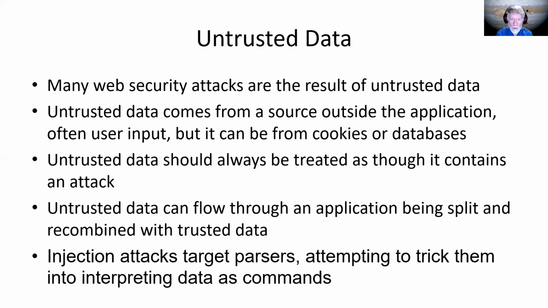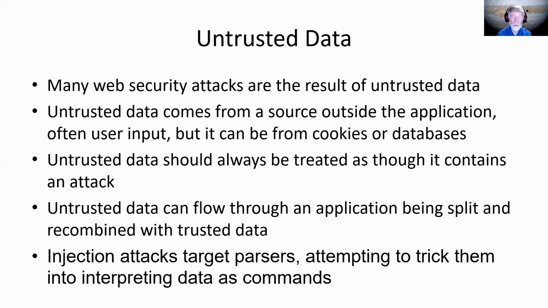The flaws we want to talk about today, the threats, and several other threats, multiple threats, are the result of improper use of untrusted data. An awful lot of these web attacks come from untrusted data. And untrusted data is data that comes from some source outside the application. In other words, it's not created in the program, it's created from someplace else, typically from user input.